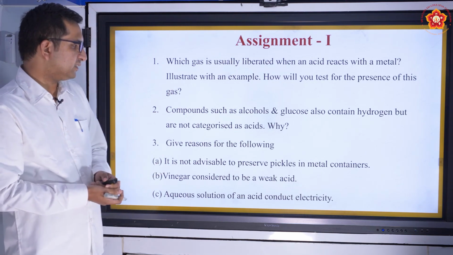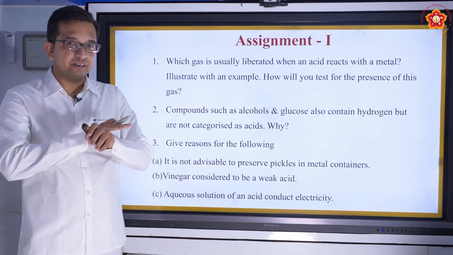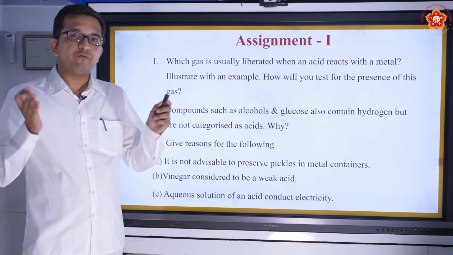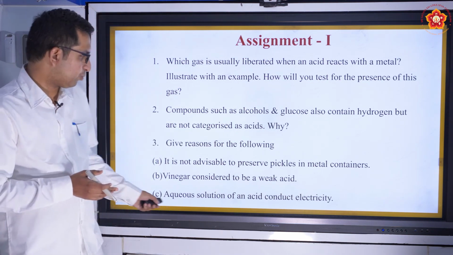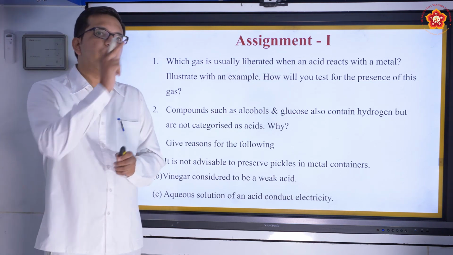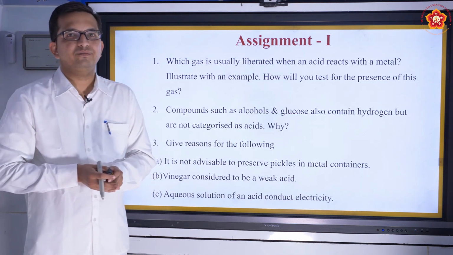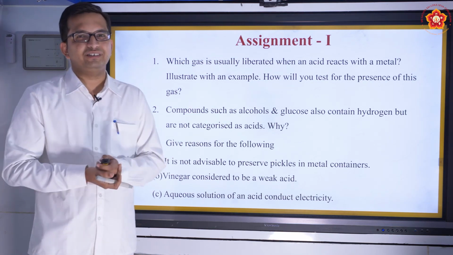Aqueous solution of an acid conducts electricity. Once again, this is not dealt with directly. For this, you have to combine a couple of concepts. First thing is, what is an acid? What does an acid give? And what is the requirement for electricity? Which type of compounds can actually help us in electricity production as such?